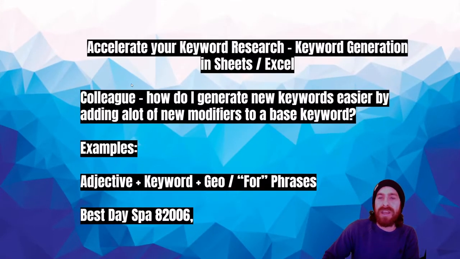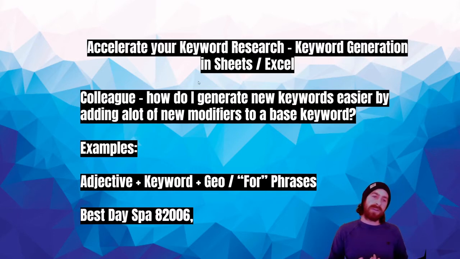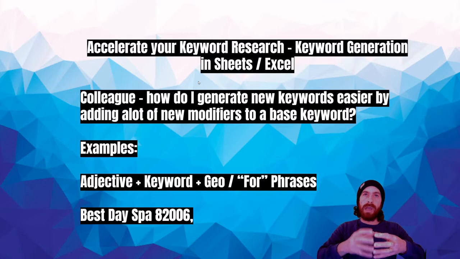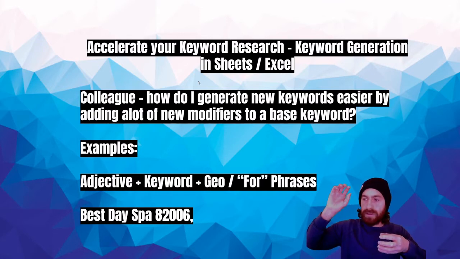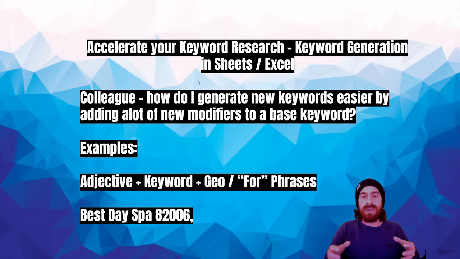Let's get started. I want to share with you how you can accelerate your long-tail keyword research by using Excel or Sheets. This is super helpful because, let me give you an example. I had a colleague who asked me how I do keyword generation as far as long tails. Basically, we'll have a base keyword and we want to apply modifiers on either the front end or the back end of that base keyword, but we want to do that maybe 100 or a couple thousand times as we're doing keyword research.